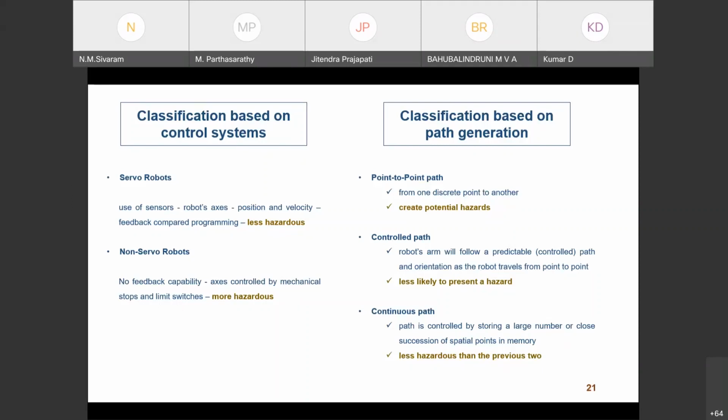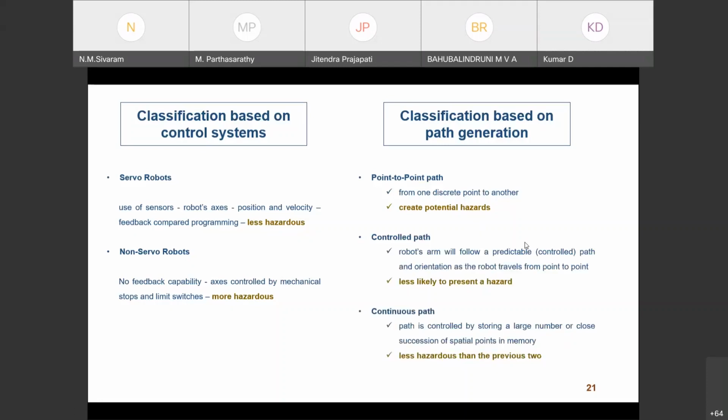And again, it will come back to the original position by the defined path only. There won't be any changes in the paths of the robot, as in the case of point-to-point path robot. So what does it mean? The continuous path robots are very, very less hazardous. There is much less deviation in the robot path or the manipulator path. So these are the three categories of robots.